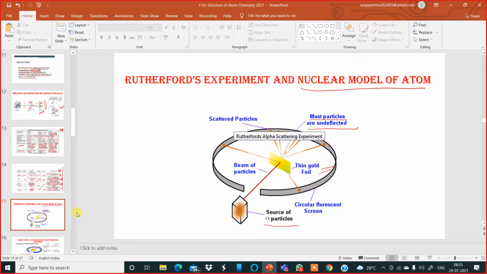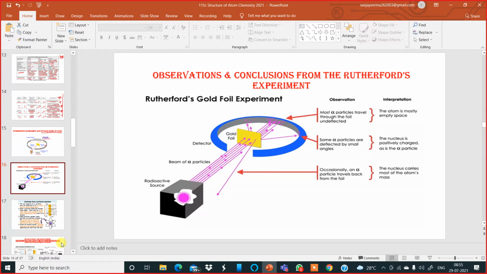So based on Rutherford's experiment, the nuclear model of an atom was established, after which we have some conclusions and observations made from Rutherford's gold foil experiment. From the radioactive source, a beam of alpha particles was allowed to fall on a gold foil, and it was found that most alpha particles travel through the foil undeflected, proving that the atom is mostly empty space.